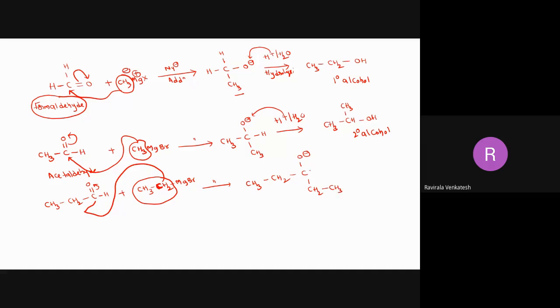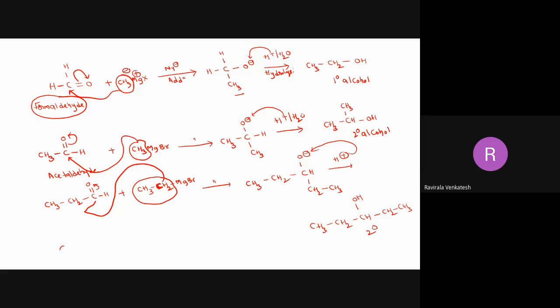Then CH. Now add H plus here. You are going to get CH3CH2, next CH, and here we get OH, and the remaining will be CH2CH3. This is also a secondary alcohol, or 3-pentanol. It is 3-pentanol, a secondary alcohol.